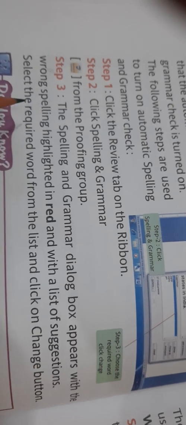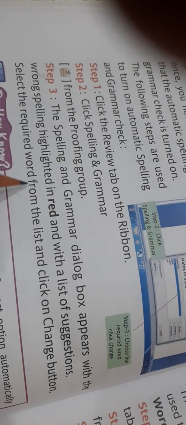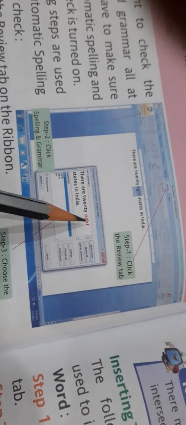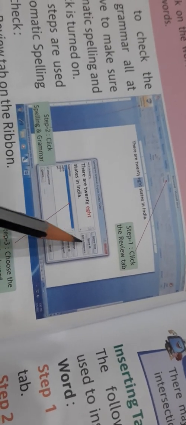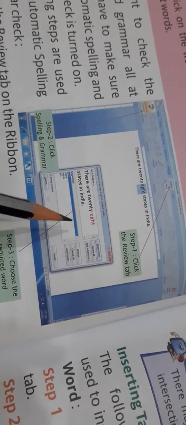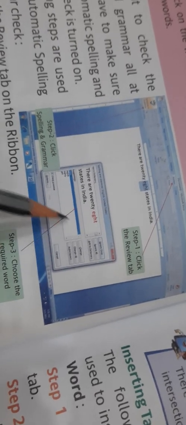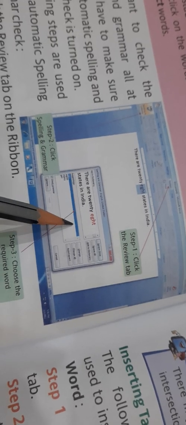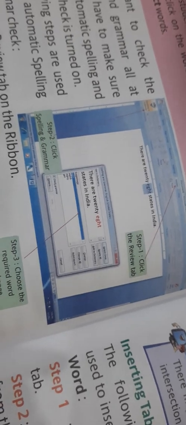Okay, then the spelling and grammar dialog box appears with the wrong spelling highlighted in red and with a list of suggestions. Select the required word from the list and click on the change button. I told you that this kind of box will appear, and here you will change. These suggestions will be there. You can ignore or you can change. As you continue with the document, it will keep on showing the suggestions for all the mistakes. Now it's up to you whether you want to ignore or change.